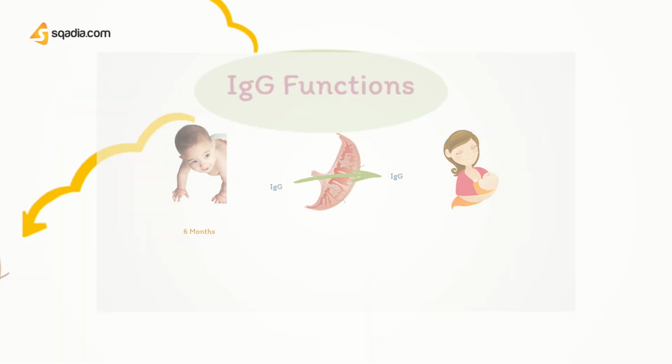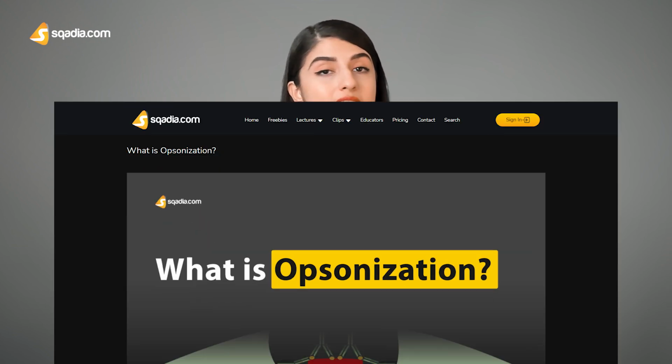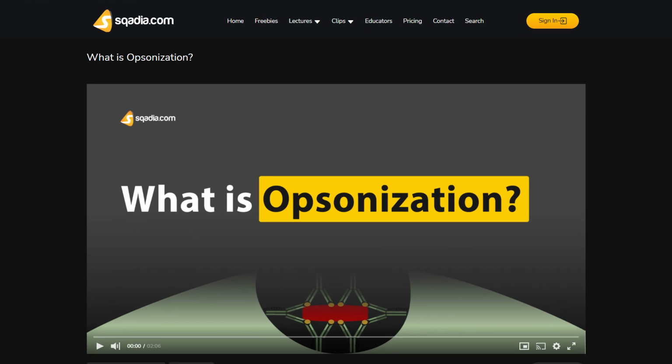IgG is one of the 2 immunoglobulins that can activate complement, the other being IgM. Therefore, it is also involved in the immune complex in type 3 hypersensitivity reactions. Remember that IgG is also the immunoglobulin that is known for opsonization. Well, opsonization is actually a process in a host defense through which particles or complexes are made readily ingestible for the uptake by phagocytic cells. For a more detailed explanation, you can find the link to the video of opsonization in the description.